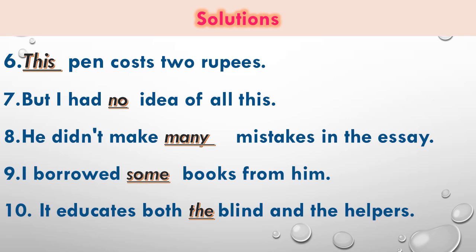Next one is it educates both the blind and the helpers. Now here the word blind is specified. It is not any ordinary person, not just any person, that is blind, he is not a normal person.